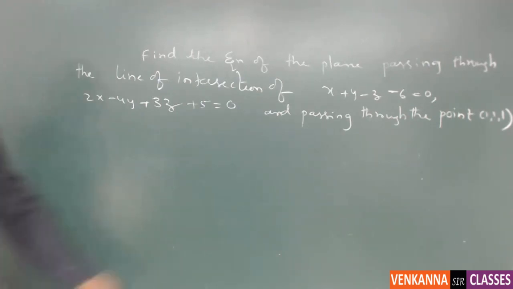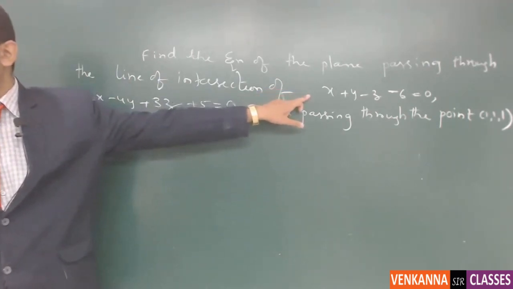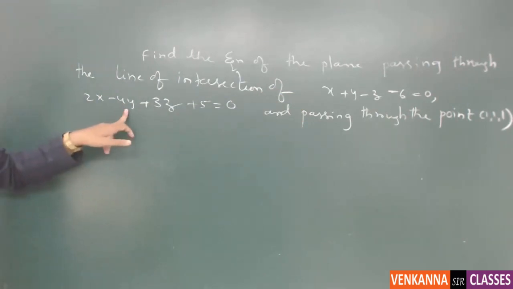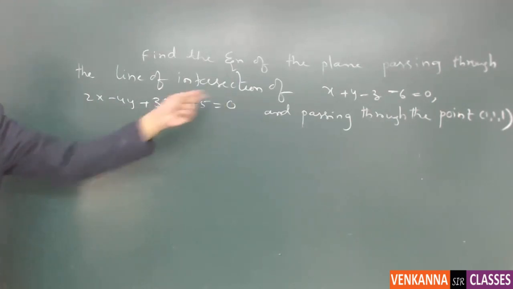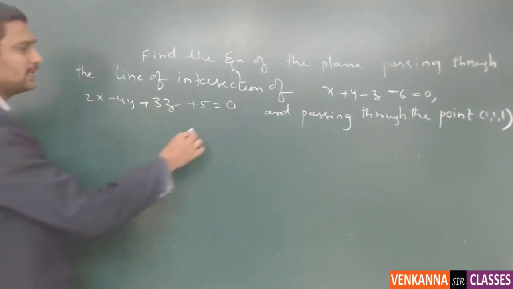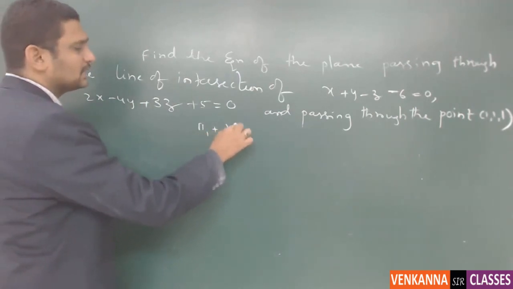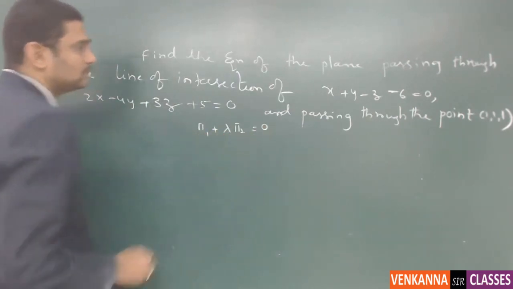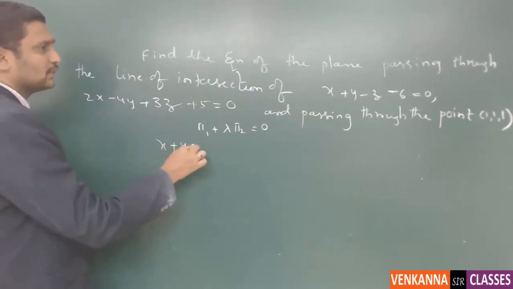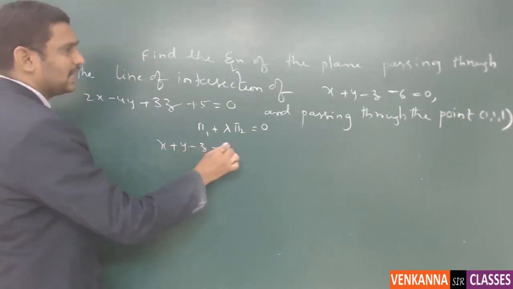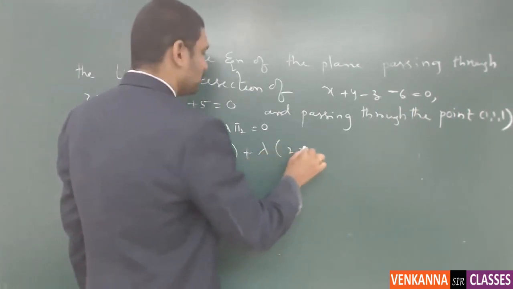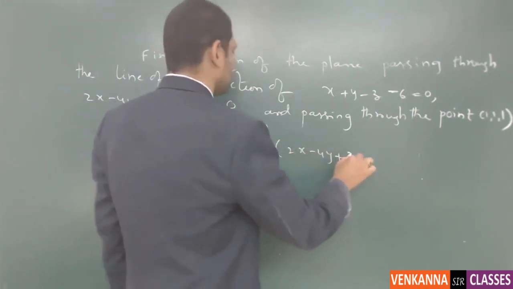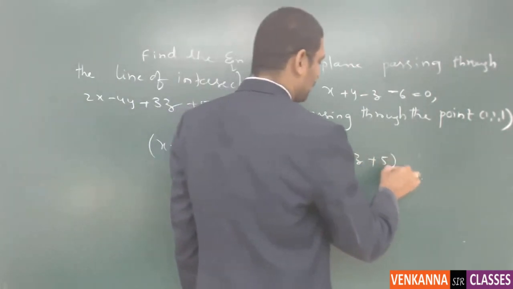So if you take that the first plane is pi 1, the second plane is pi 2, our required plane is passing through the intersection of these two planes. So the formula is pi 1 plus lambda pi 2 equal to 0. So you have x plus y minus z minus 6 plus lambda into 2x minus 4y plus 3z plus 5 equal to 0.